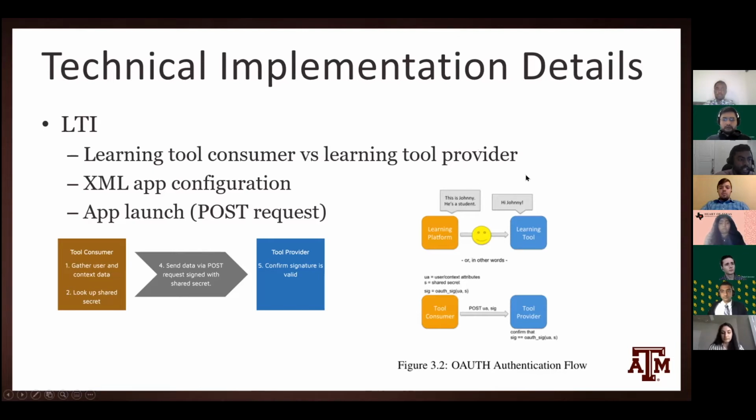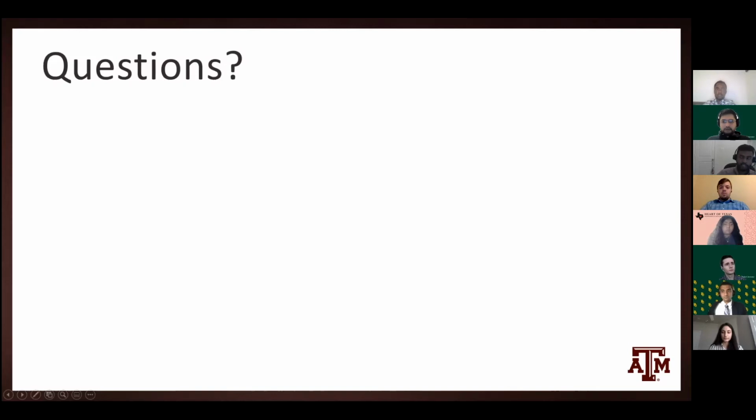So an LTI is basically the standard. So it's basically future-proofing the third-party application. So that ends my presentation. So I'll open the floor to any questions.